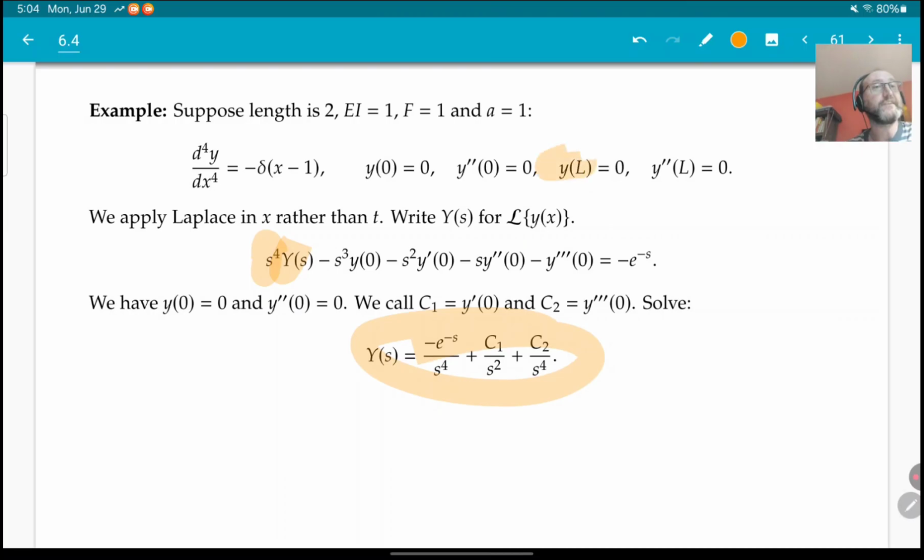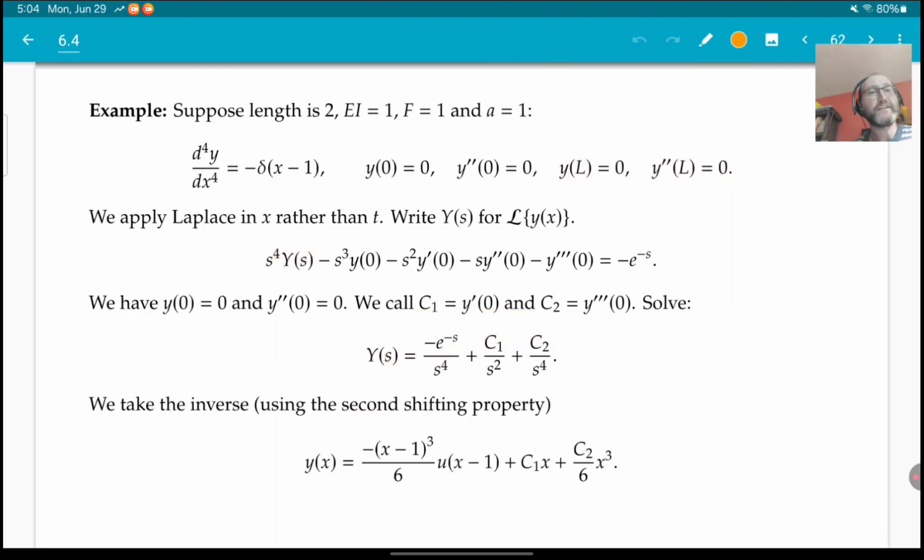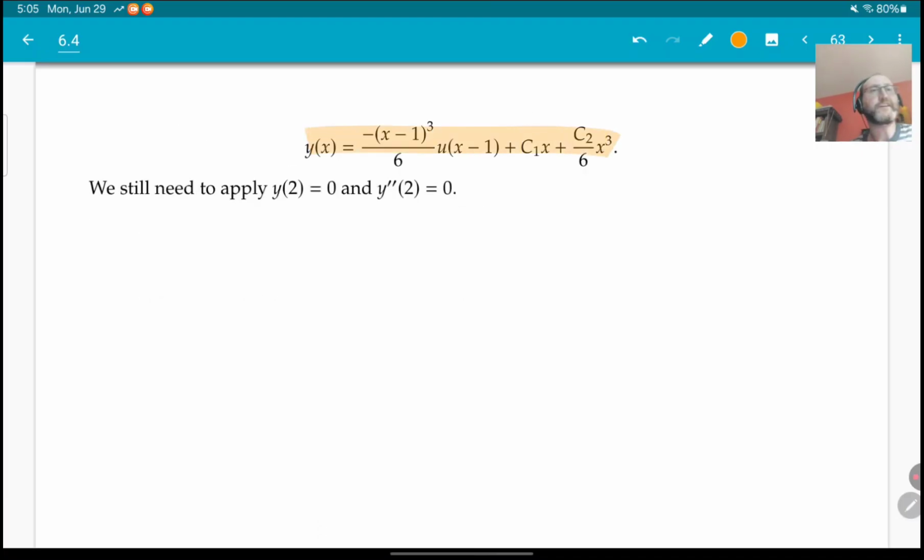We still haven't used these two conditions. Also, we haven't taken the inverse Laplace transform yet. So let's take the inverse Laplace transform, and it's just the second shifting property. You look it up in the tables, and that's what you get. All right, so that's what we got before. So now we still need to apply these two conditions.